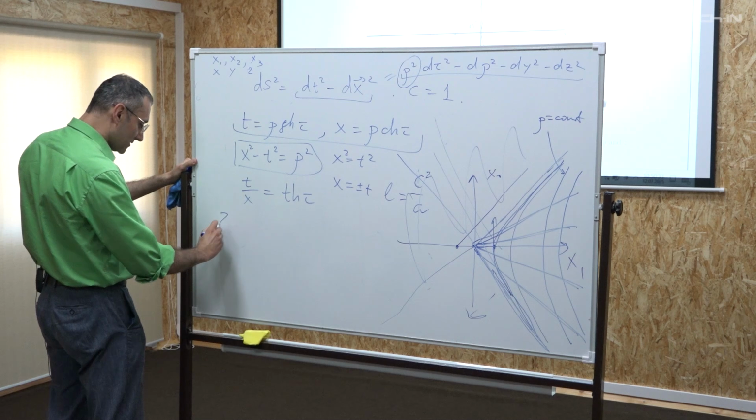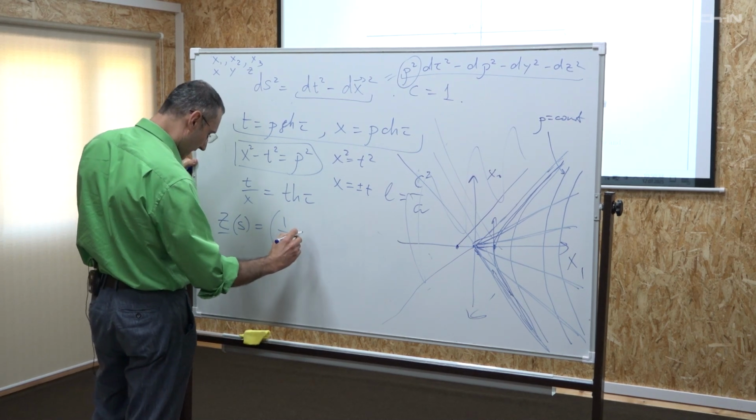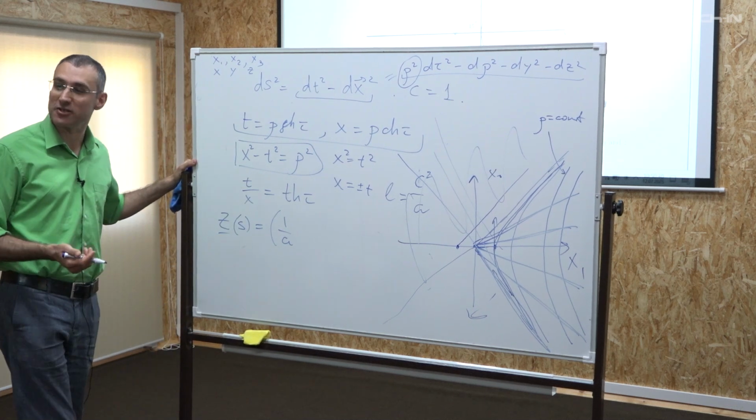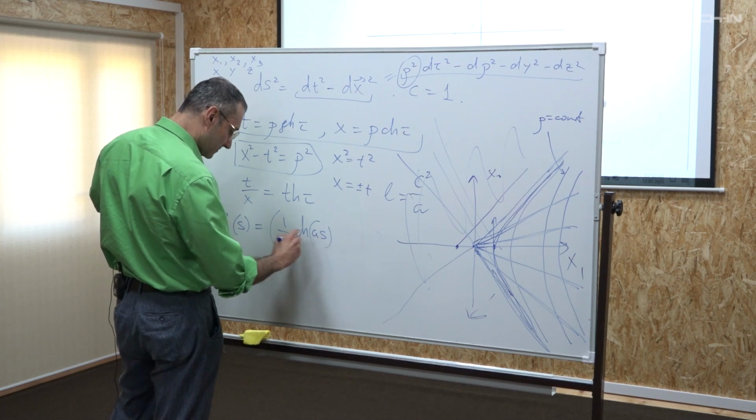The question is, what is the name of this 4-vector, 1 over a? It's the 4-vector of the position of the particle at the moment s equals 0.